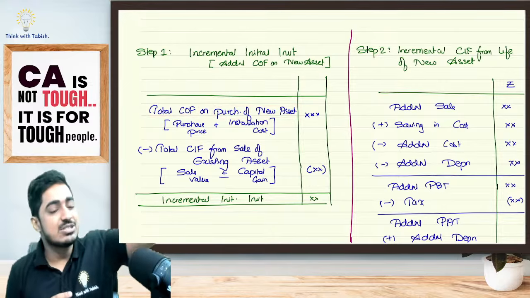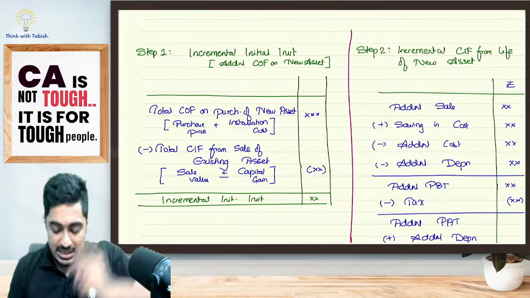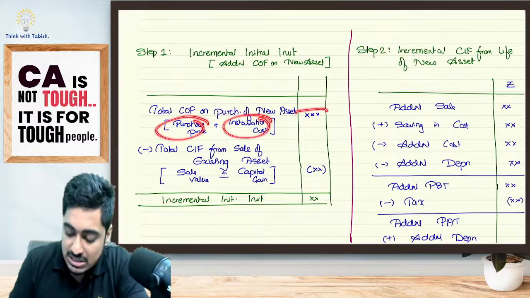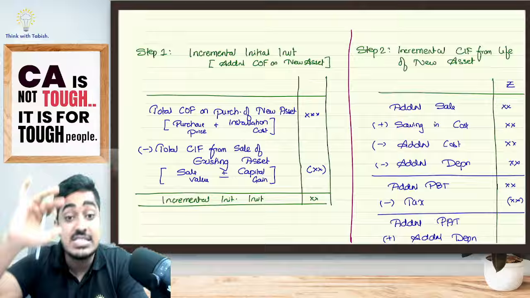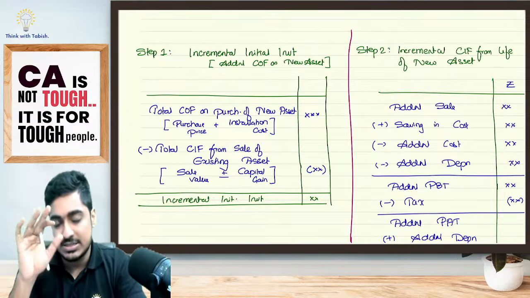What all will I be paying? Purchase cost plus installation. Imagine 1 lakh purchase plus 10,000 installation. I'm telling you, 1 lakh 10,000 I paid. This is the extra cash outflow I've incurred because I've purchased the new machine.